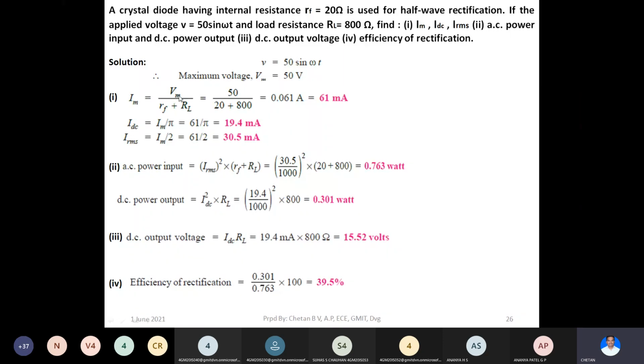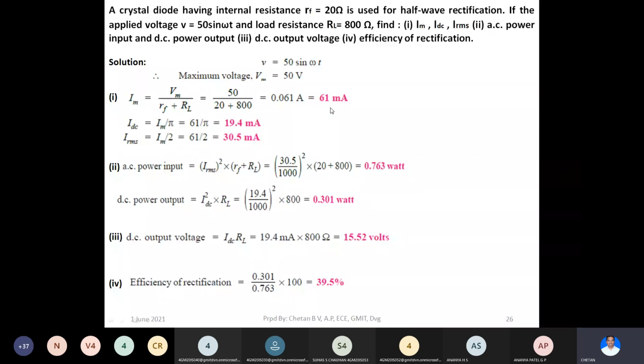So it is actually Vm by RL if RF is negligible, but here they have given a finite value for RF, so you cannot neglect RF. You have to add RF with RL in the denominator. Therefore, Im will be equal to 50, the value of Vm, divided by RF is 20 and RL is 800, as given in the problem. So you will get around 0.061 ampere. In terms of milli, it is 61 milliampere.